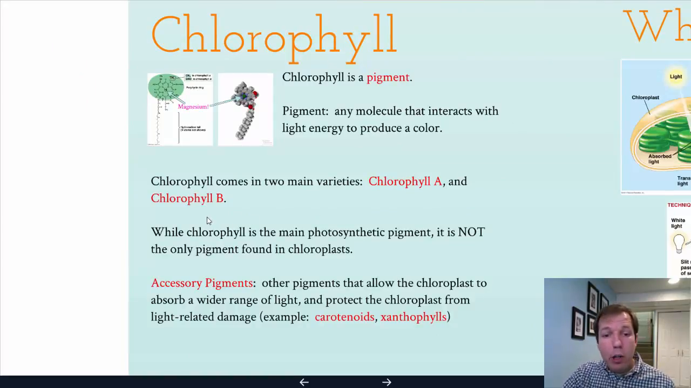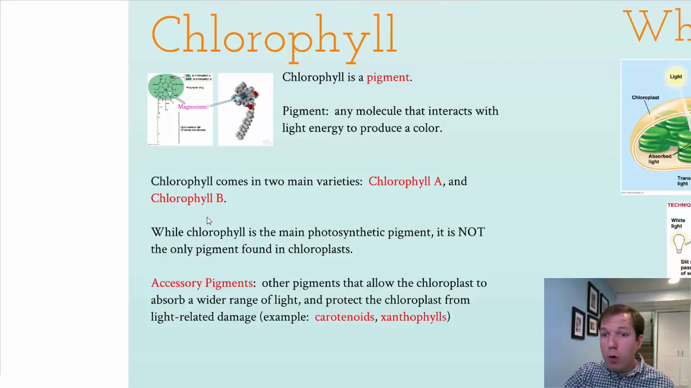So chlorophyll A and chlorophyll B are two forms of actually many different types of chlorophyll, which is only one form of the many photosynthetic pigments that are found in chloroplasts. Although chlorophylls A and B are primary photosynthetic pigments, there are many accessory pigments, and these additional pigments will respond to slightly different wavelengths of light, and those are going to allow the chloroplast to absorb a wider range of light that's coming from the sun.